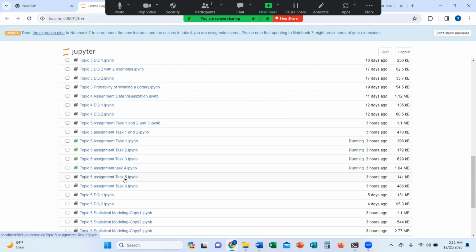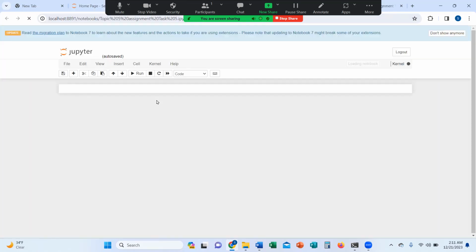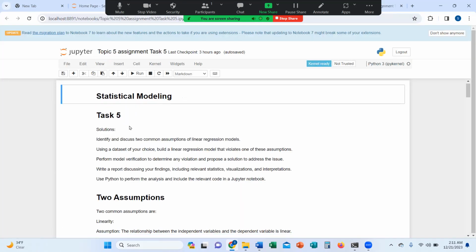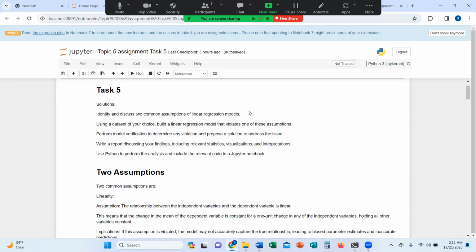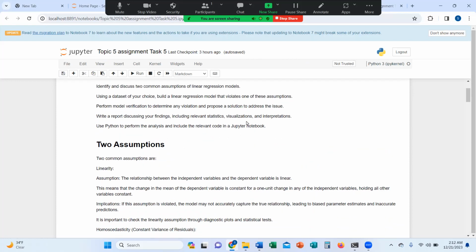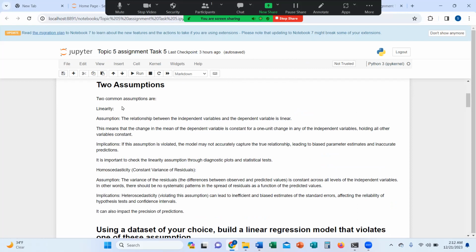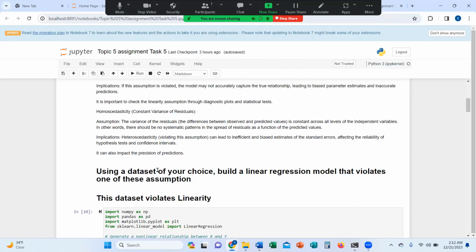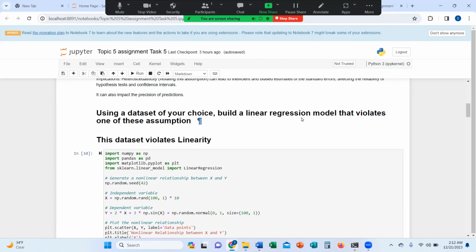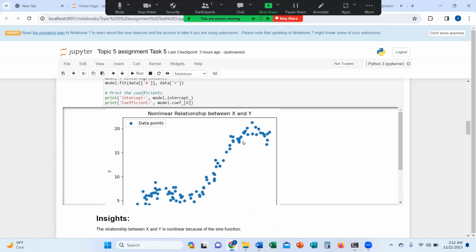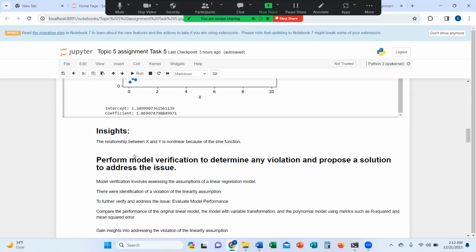Now for task 5, I did a statistical modeling for task 5, where I discussed 2 common linear regression models. I discussed linearity and homoscedasticity, and I did the regression model, one that violates the assumption. The one that I used was linearity here, and this is the plot that I got.